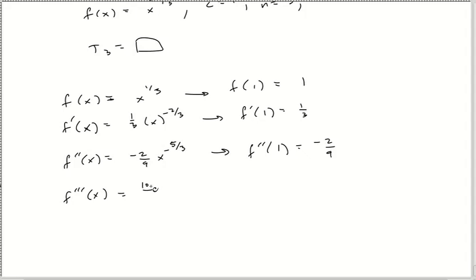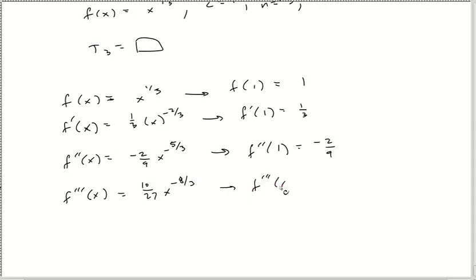Yeah, and then I have a 10. Huh, that's so weird. Okay, my notes are fine, I just rewrote them weird. It's a 10. And then we got a 27 right here. Two negatives make a positive. x to the negative 8/3.